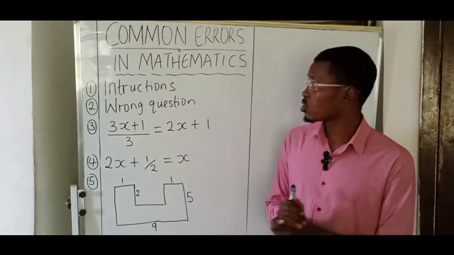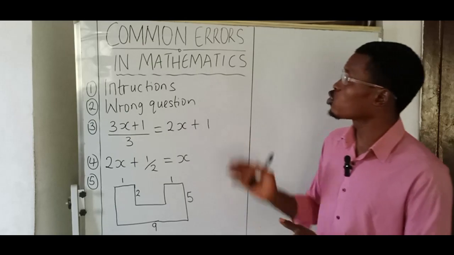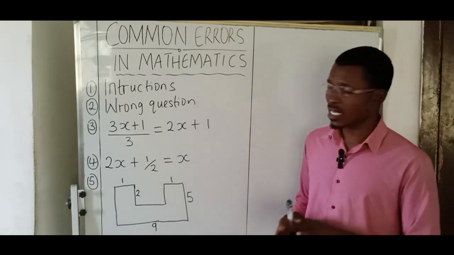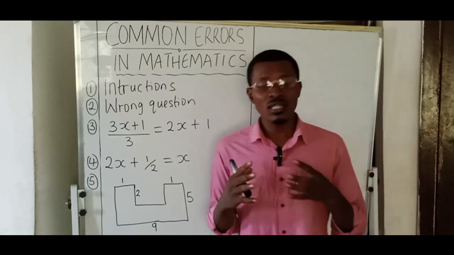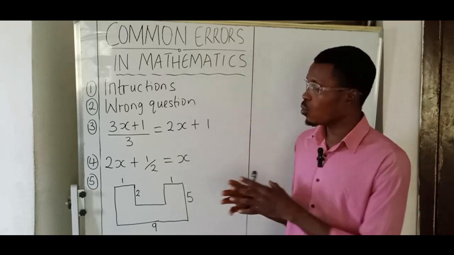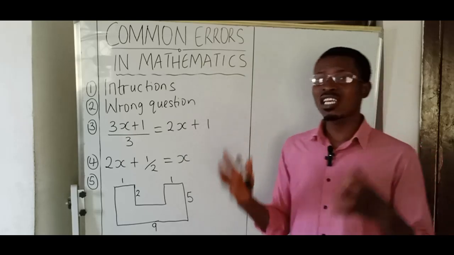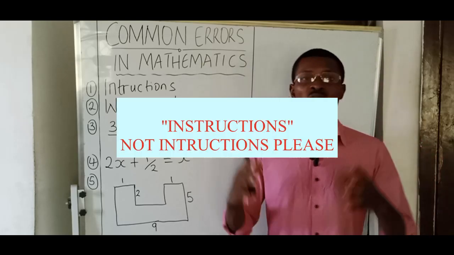Now, in today's class, we're going to look at the common errors learners make in mathematics exams. We're going to be looking at 10 errors. First, we'll have these 5 on the board. Number 1 is in the area of instructions.